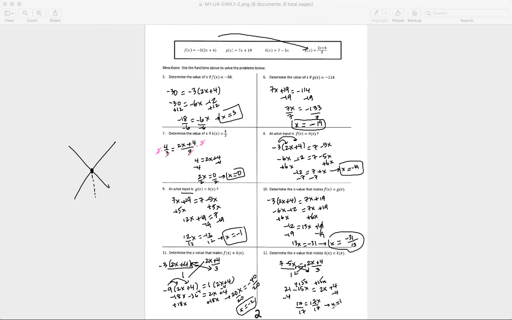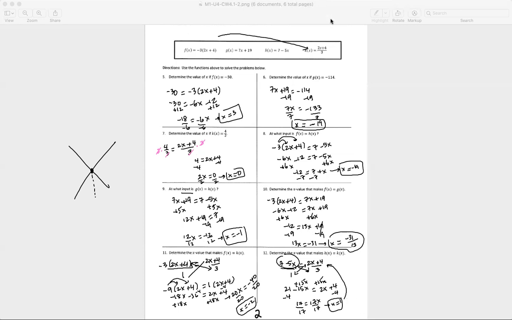Now let's say you're not certain your answer is correct. Well, take that value and plug it in here. 7 minus 5 times 1, that's 7 minus 5, which is 2. 2 times 1 plus 4 is 2 plus 4, which is 6 divided by 3 is 2. So it does work. There's always a way to check your work algebraically.